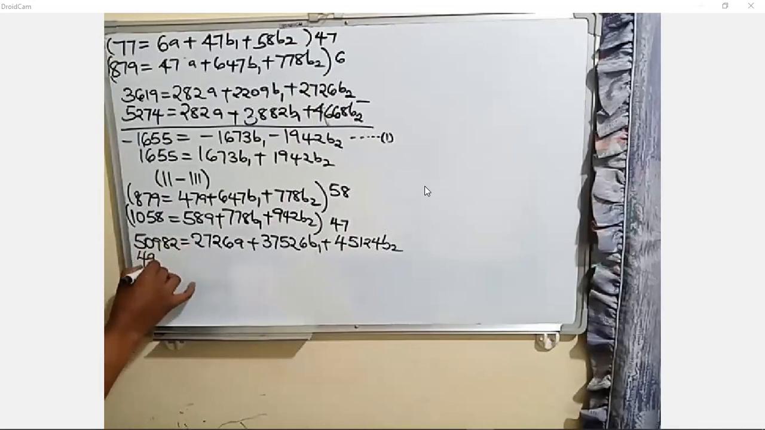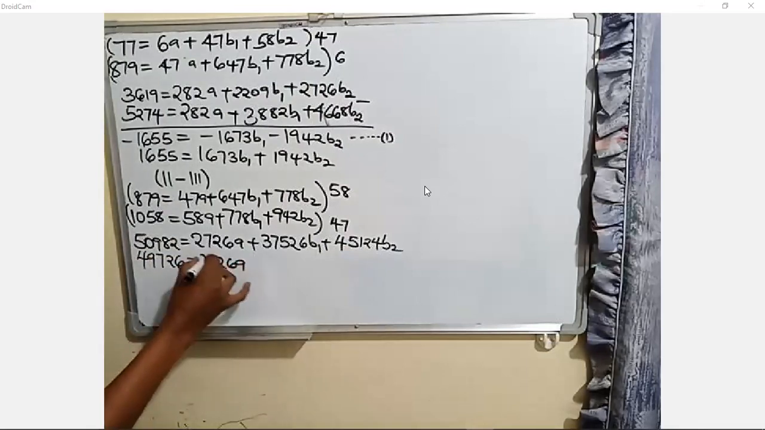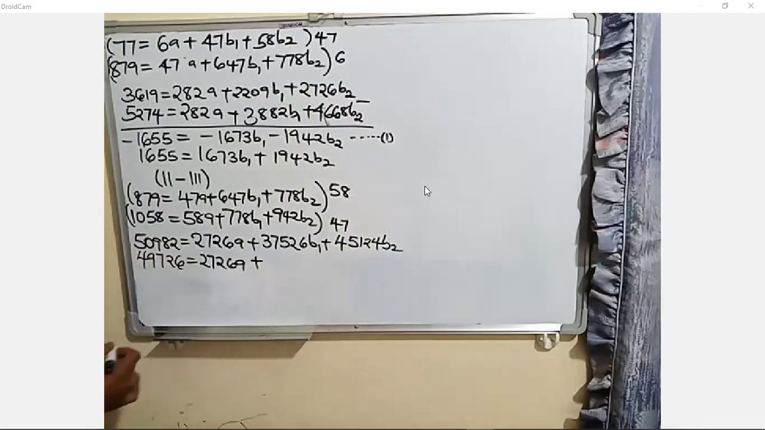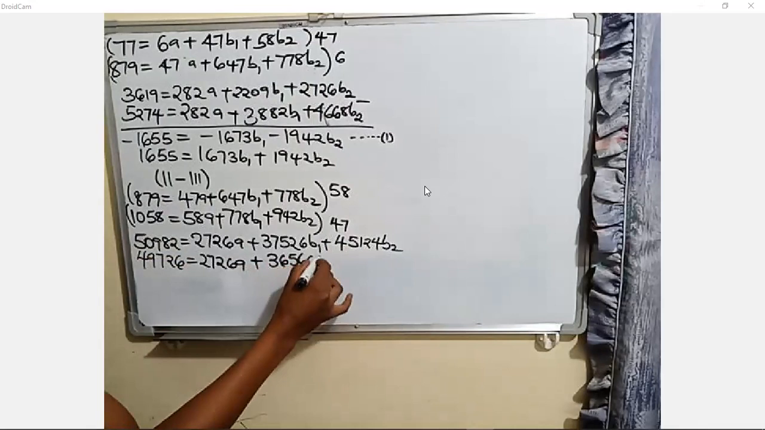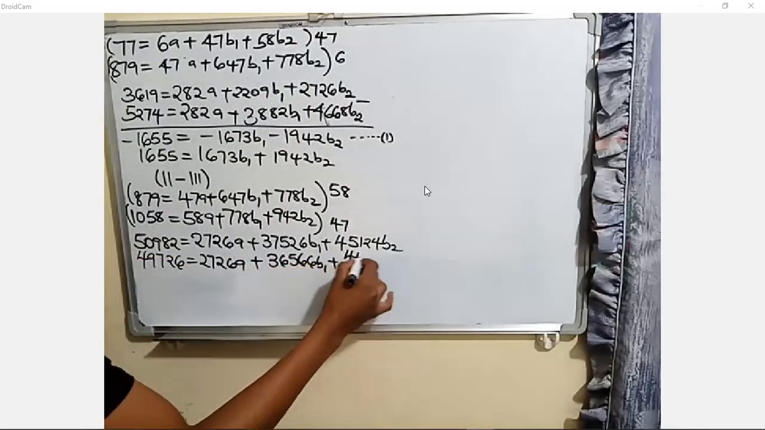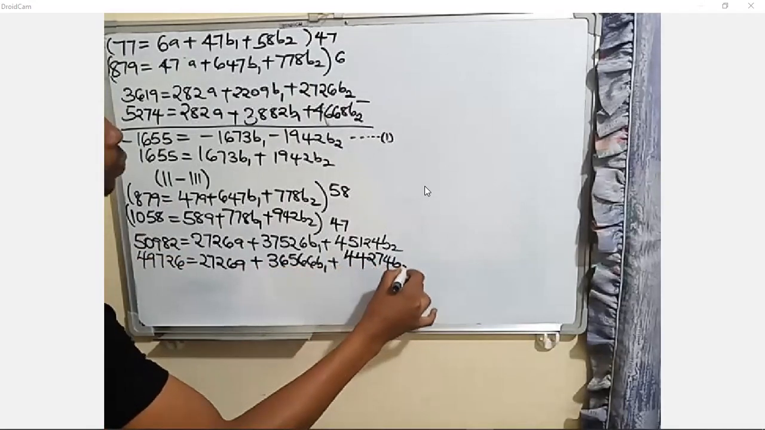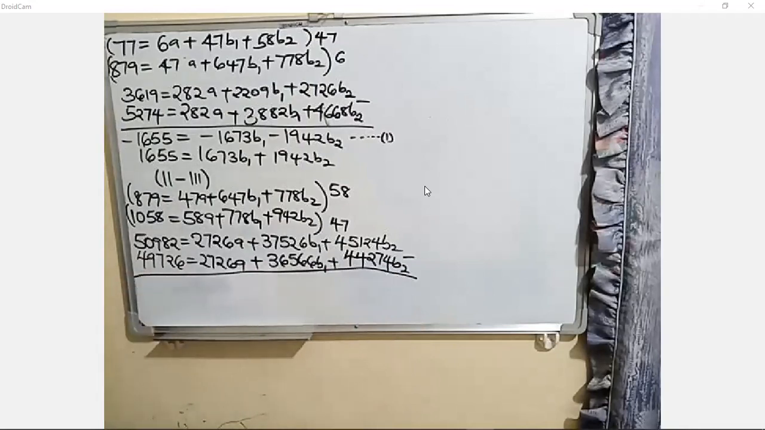726 is equal to 2726A plus 36566 B1, plus 4474 B2. Let us subtract and eliminate our A fully.